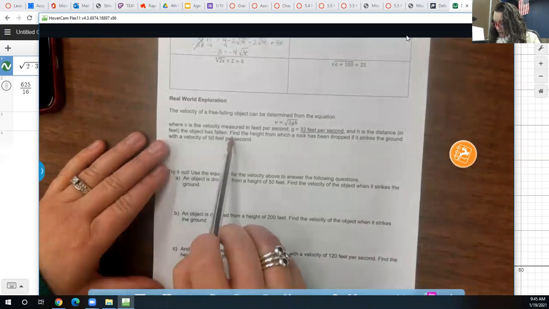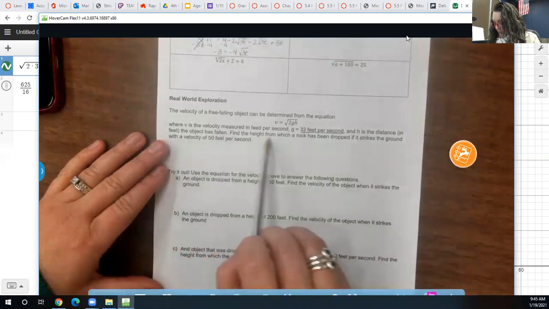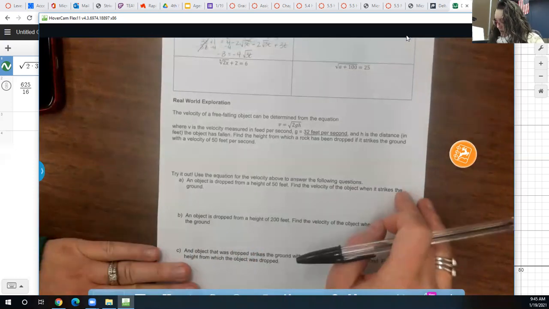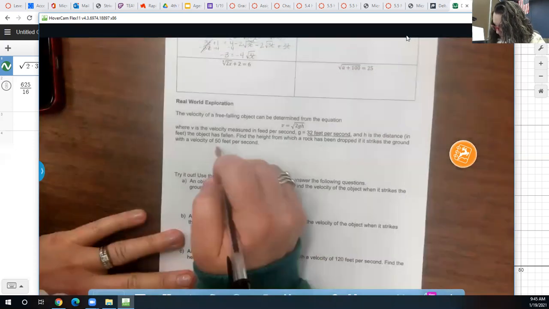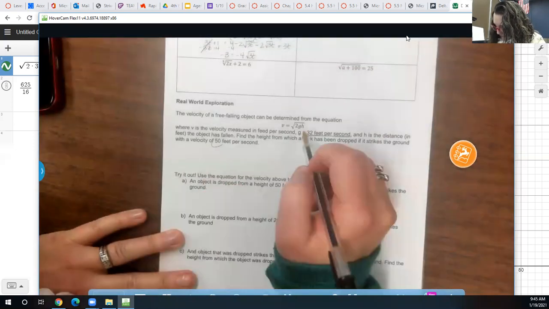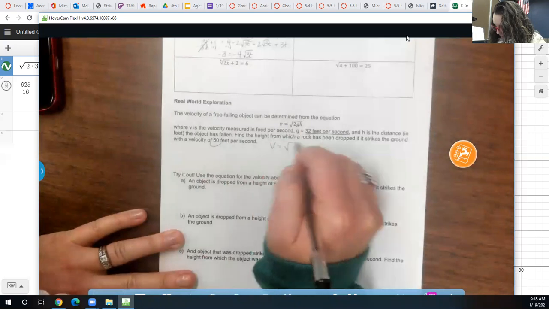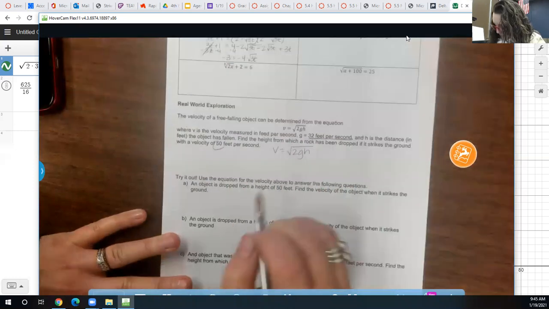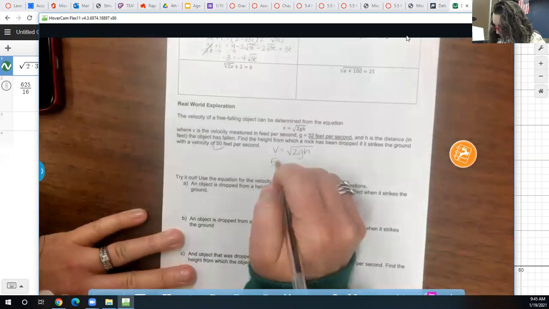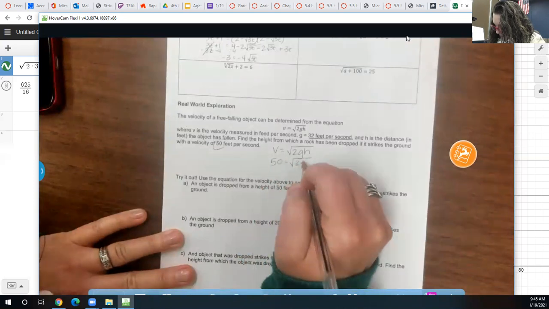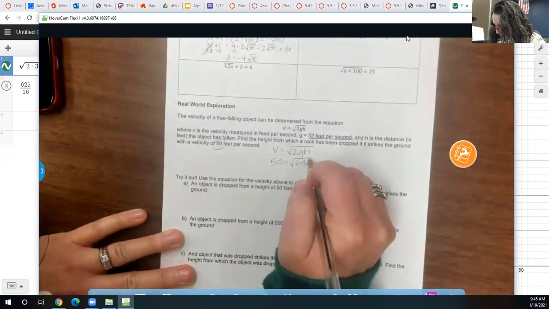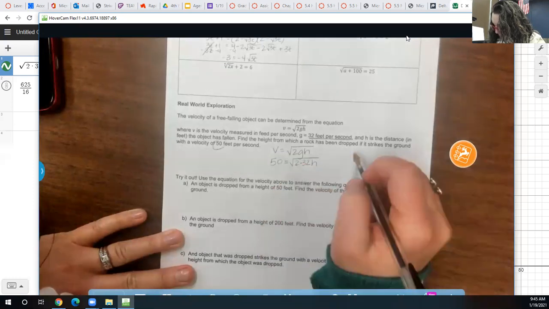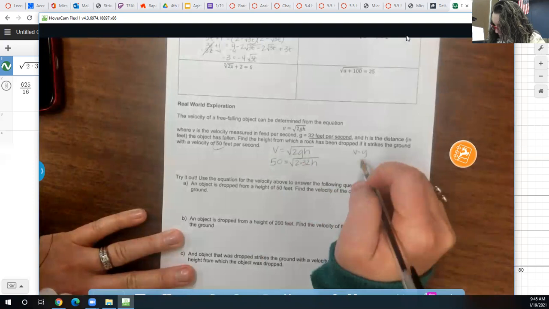And h is the distance in feet the object has fallen. Find the height from which a rock has been dropped if it strikes the ground with a velocity of 50 feet per second. So that means I'm looking for what the height was when velocity is 50 feet per second. So I'm going to plug in my known values, right? This is 50 here, the square root of 2. This is always 32, and I'm looking for the height, right? When v is 50.